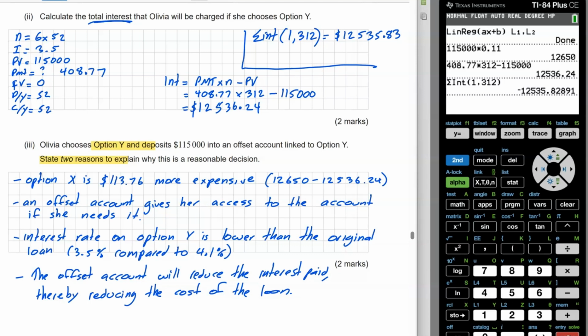And then the last one, you could have said, again, you only need 2 of these. The offset account will reduce the interest paid, thereby reducing the cost of the loan. Either of those are acceptable, just choose 2.